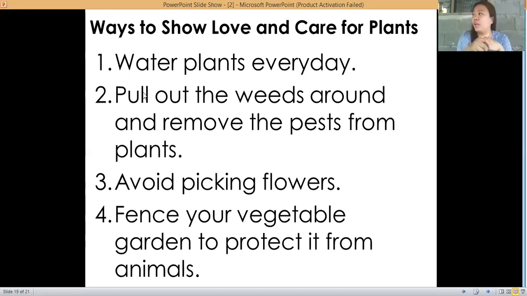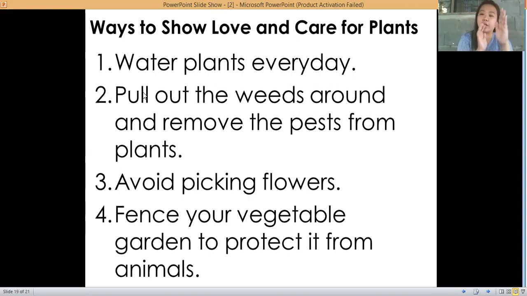Now, ways to show love and care for plants. The first one is we need to water our plants every day. Like us, we need water every day. So also the plants need water every day. Next, number 2, pull out the weeds around and remove the pests from the plants.